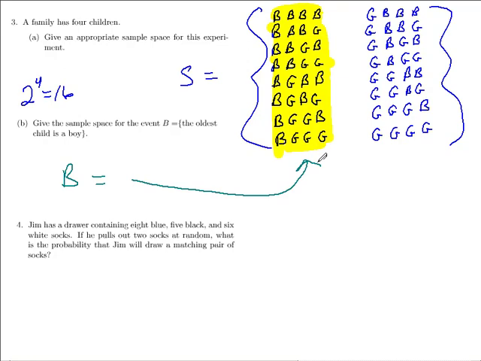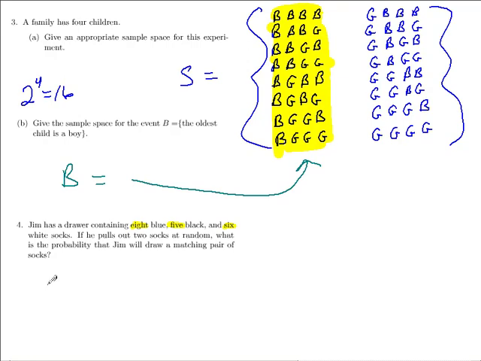Question 4. Jim has a drawer containing 8 blue socks, 5 black socks, and 6 white socks. He pulls 2 socks out at random. What's the probability Jim will have a matching pair? Well, you pull 2 out at random. You're not concerned about the order, so that means combination. You're not returning anything, so we have combination in this sense.